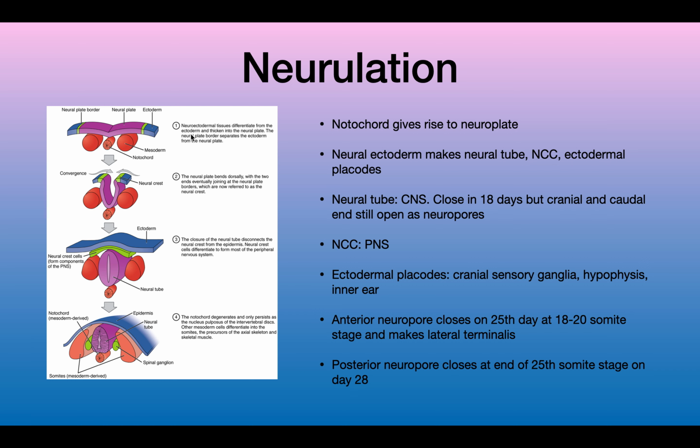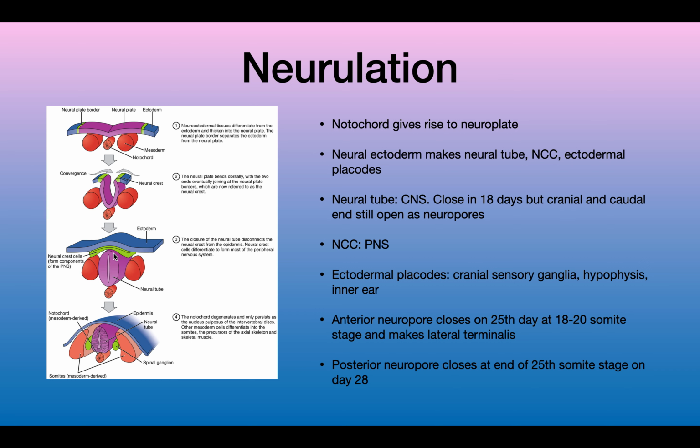So the neuroectodermal tissue is going to thicken to the neuroplate, and the neuroplate border will separate the ectoderm from the neuroplate. It bends and eventually joins. That makes the crest, and that's when these cells will break away, making the neural crest cells. That's where the terminology comes from.